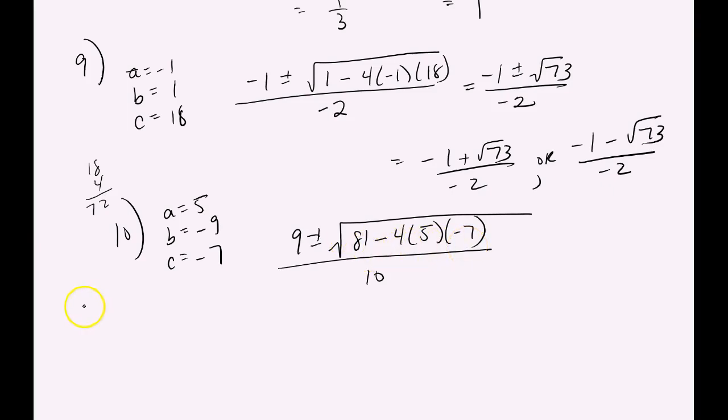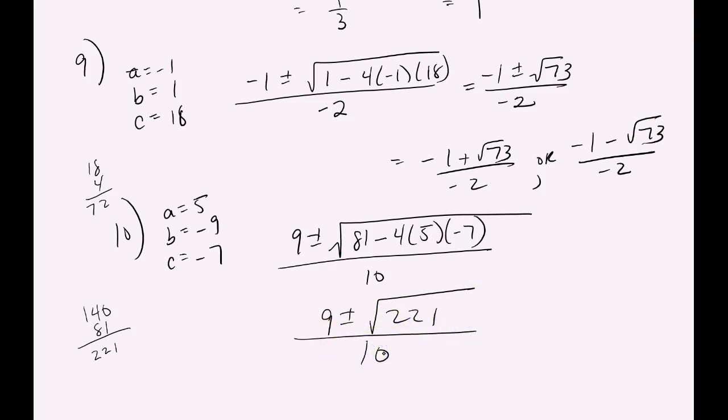So 140 plus the 81 is going to be, what is 8 plus 4? Isn't that 12? 12, so is that a 221? Okay, so it's going to be 9 plus or minus the square root of 221 over 10. Now, 221, is that something significant, like maybe, let me think about my 15 times 15. Nope, I think this is another one that I don't think I can get to break down.